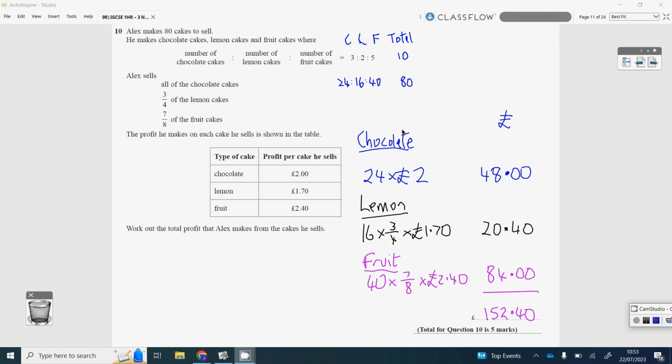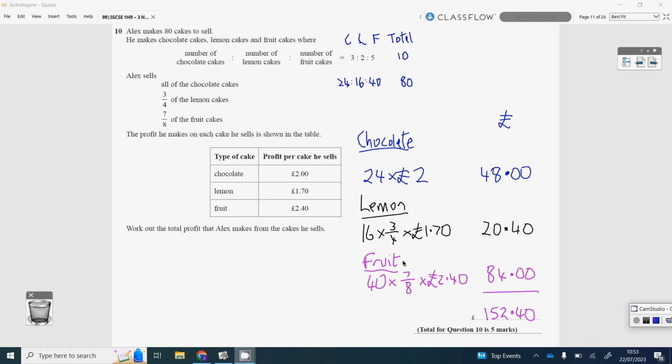Now, starting off with the chocolate cakes, the 24 of them, we sell all of these, so all 24 are sold, and the profit per cake is £2. 24 times 2 is 48. Now, moving on to the 16 lemon cakes, we sell 3/4 of those, so multiply it by 3/4, and the profit for each of those is £1.70. Pop that into your calculator, you get £20.40.